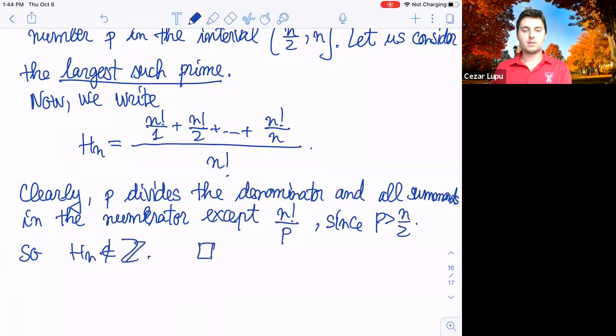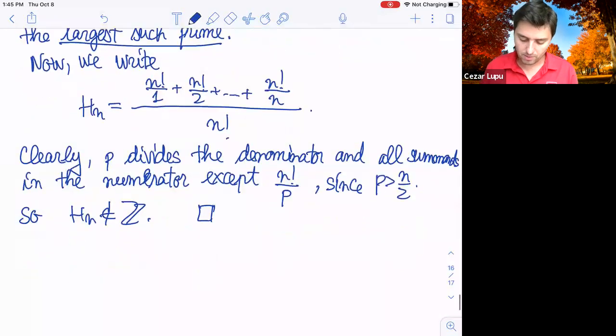You see how easy this was using Bertrand's postulate. And now I have many other problems which I like to do, but probably I will do some of them. I'll think about it. Some of them I will leave for the recitation. But before that, I'd like to do one more problem. So problem 2.